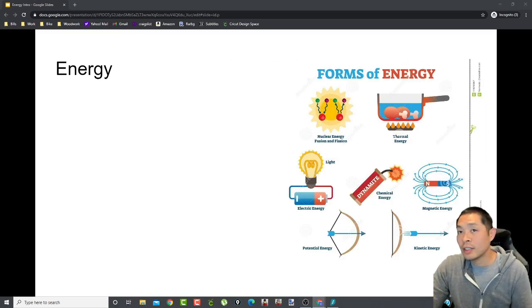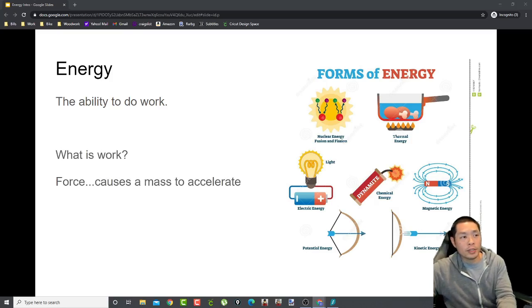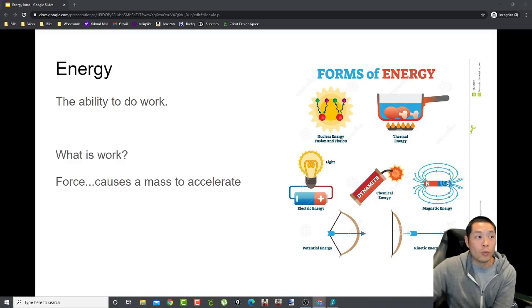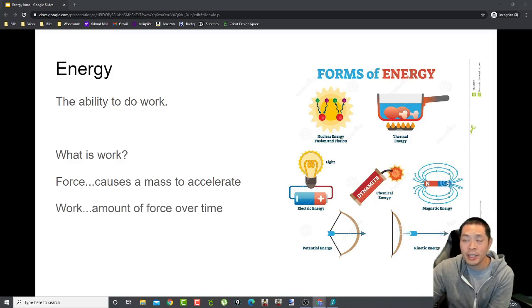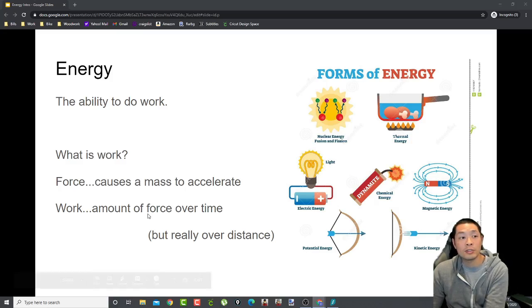Energy is another way to measure force. In this case, it's the ability to do work. So what is work? Remember, force causes a mass to accelerate. So work is the amount of force. It's easier to think of it over time, but that's not the correct way. This is more of a misconception. The more correct way is to think of it over distance. So it's the amount of force over a certain amount of distance that it's exerted.